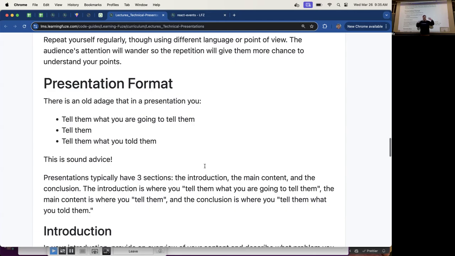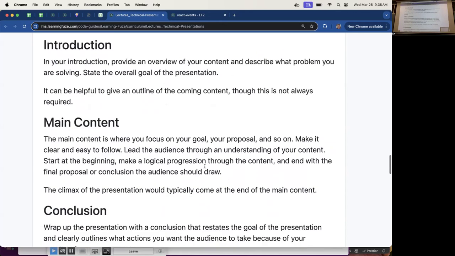Then I tell you, this is the main content. And then when I'm done, I tell them what I told you. This is the conclusion, the wrap up. Okay, so this is the problem I was trying to solve. This is my solution. What do you think? Okay, that kind of stuff. So just remember that. Tell them what you're going to tell them, and then tell them what you told them. Okay. All right. So let me go through each one of them very briefly.